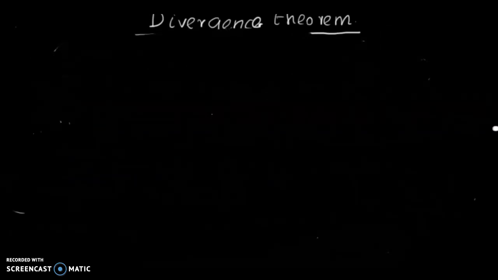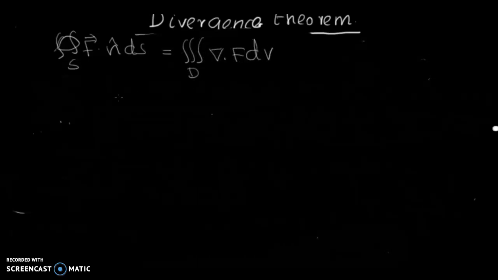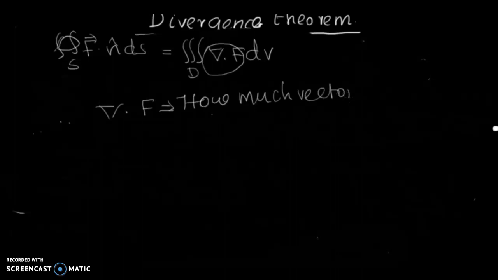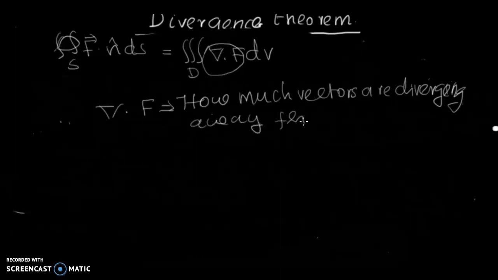And the divergence theorem says that the double integral over the closed surface S of f dot n dS, where f is a vector field, is equal to the triple integral over D of del dot f dV, right? In this, del dot f is actually the divergence. This del dot f means how much the vectors are diverging away from this vector field. That is del dot f. Okay, that is the divergence, right?